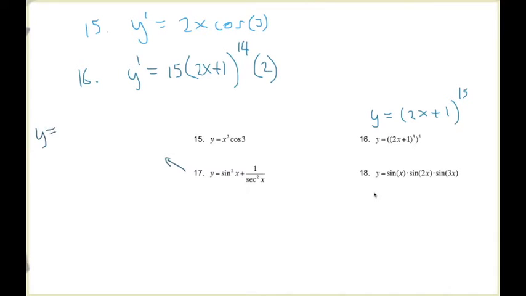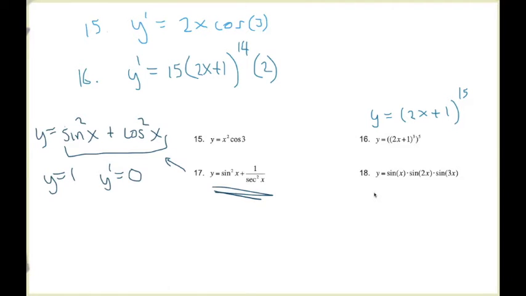Y equals sine squared of x. And isn't the secant and cosine are reciprocals of each other? So 1 over secant squared, isn't that cosine squared? And that's the Pythagorean identity. So we've got y equals 1, which means y prime equals 0. This is a nice one, number 18.